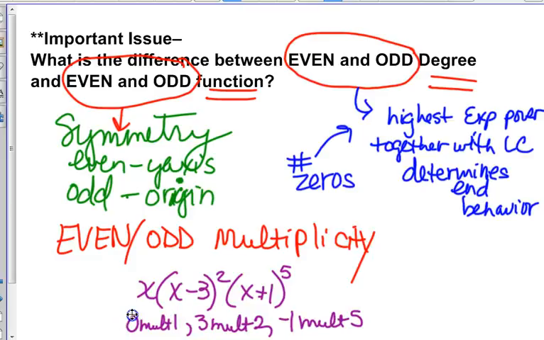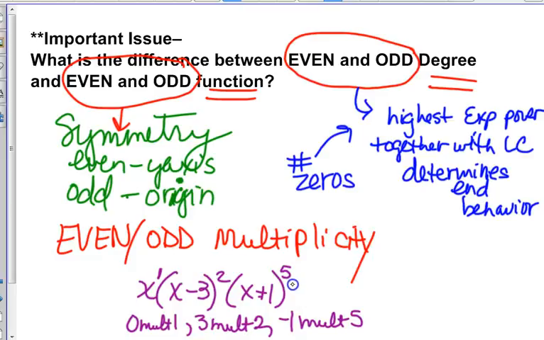Talk more about this in just a second, but do you see what I'm talking about? It has a 0 at 0, 3, and negative 1. Are you okay with that part? 0, 3, and negative 1 being the zeros? Because that's how the factors set equal to 0 would solve. And then the multiplicity is how many times does it repeat? This is there once, twice, 5 times.